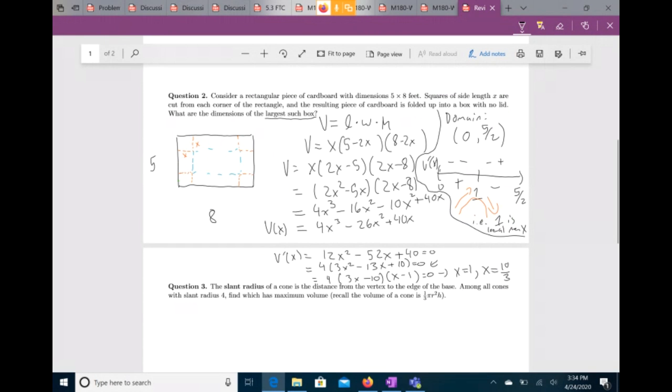All right, so it says what are the dimensions? So we have x is 1, and then the other two sides are 5 minus 2x and 8 minus 2x. So 5 minus 2x will be 3, and 8 minus 2x will be 6. So 1, 3, and 6 are the dimensions of the box.